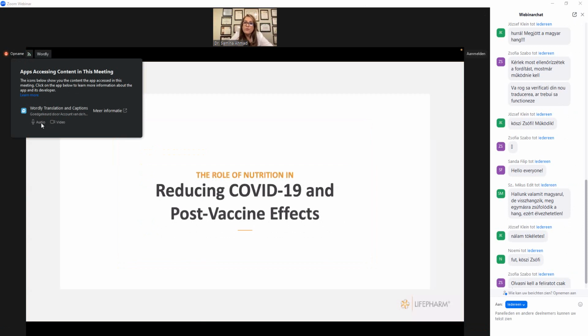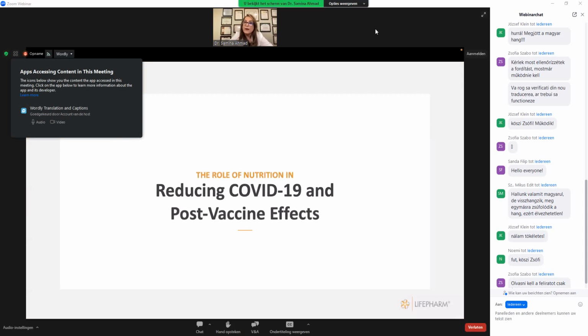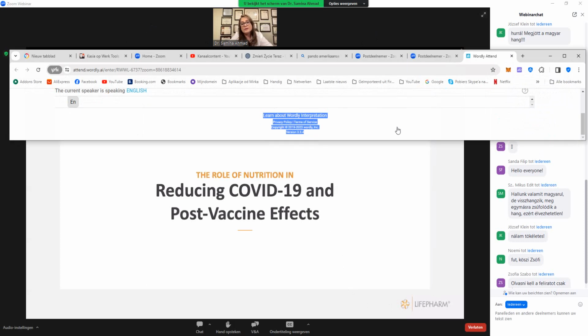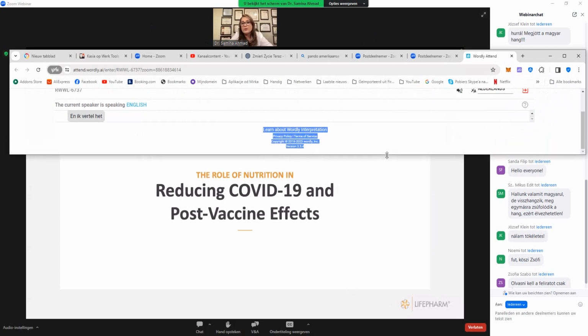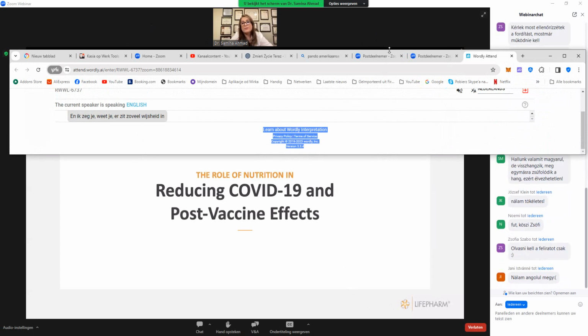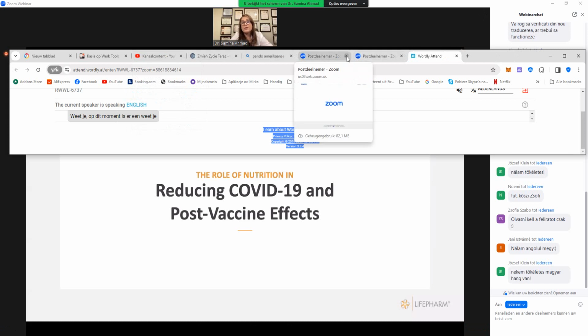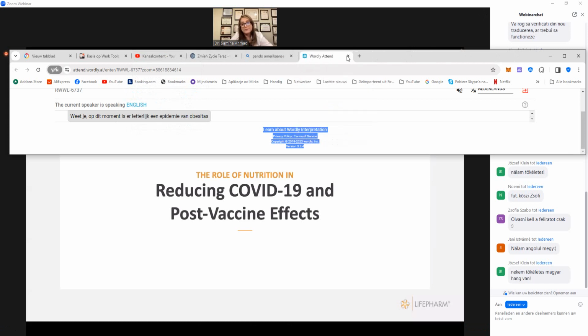So what is the role of nutrition in reducing COVID-19 and post-vaccine effects? Well, the father of medicine, Hippocrates, said, "Let food be thy medicine and medicine thy food." And I tell you, there is so much wisdom in that. And the sooner you learn that, the better you'll be. Right now, there's literally an epidemic of obesity globally.